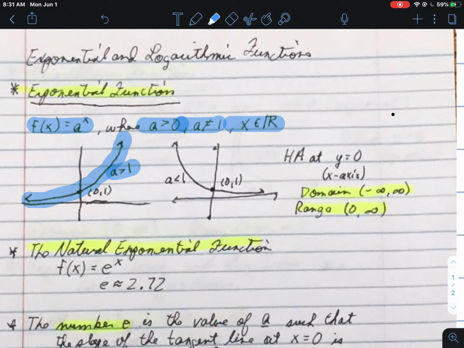I'm not doing any transformations and all that stuff with it. But again, just a basic idea of what these look like. They're all going to basically look like this, regardless of what that base is. As long as the base is greater than 1, you get an increasing function.